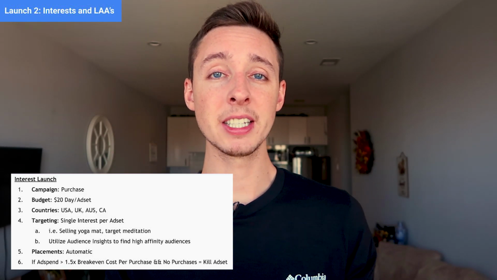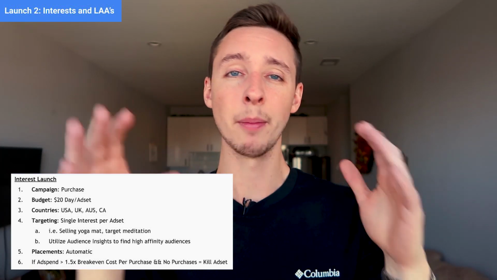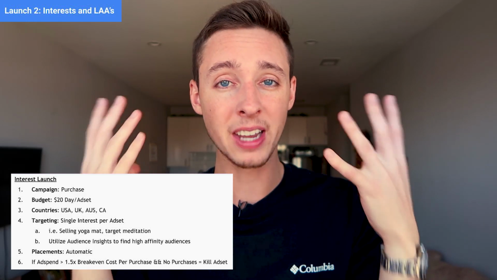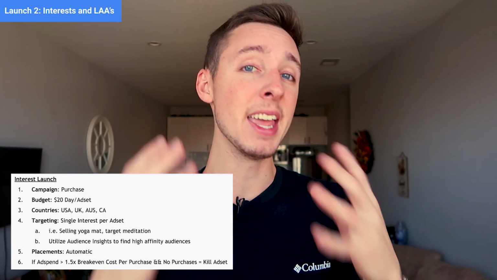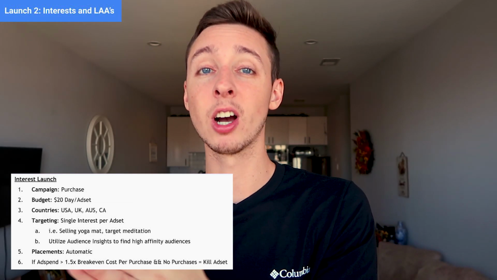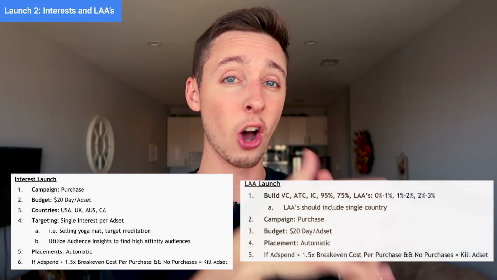I use automatic placements, and once again, I go broad, no specific demographic targeting. Obviously, if it's very gender specific, go ahead and change that, but age range, I'm usually leaving it at default, 18 through 65 plus. Once those ad sets are spending, how do you determine when to shut it off? Once again, I use the standard rule that I've kind of found to be the optimal rule, which is if your ad spend is greater than 1.5 times the cost of your break-even cost per purchase, and there's no purchases, shut it off.